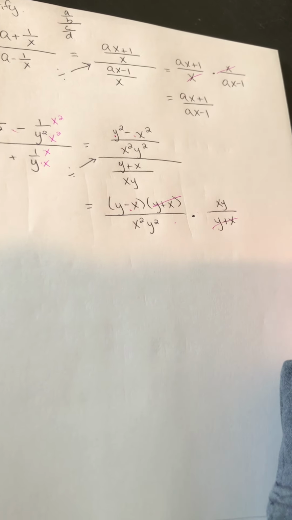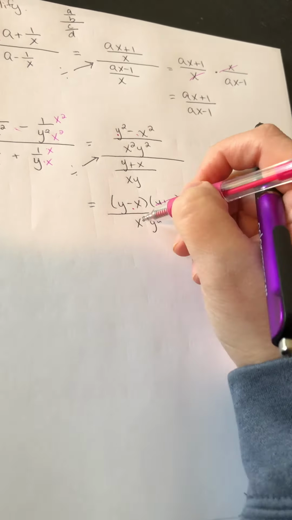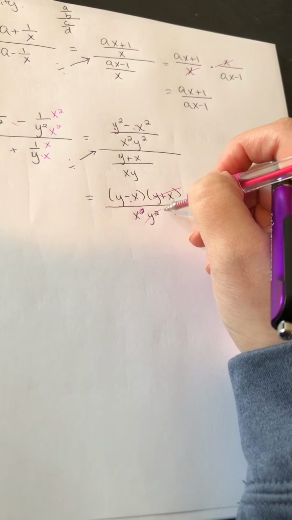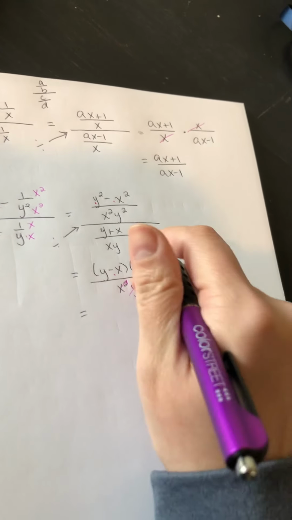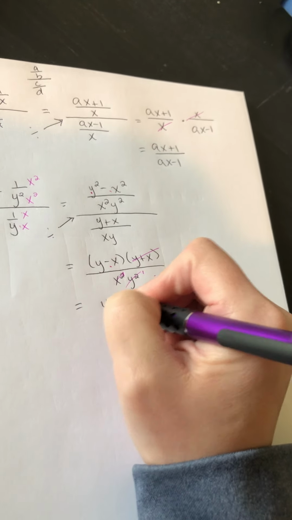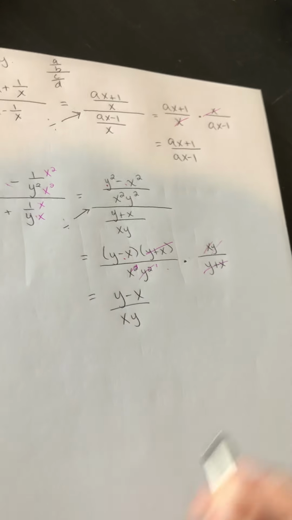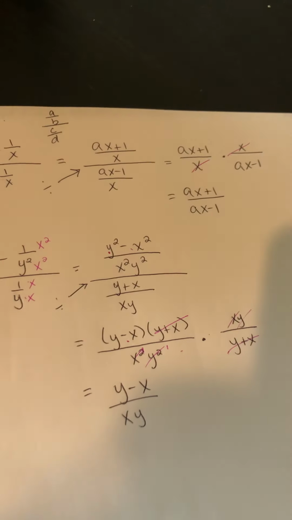y plus x cancels. x and x squared, so x squared down here, 2 minus 1 is 1. y and y squared. I didn't mean to cross off y, that's okay. y squared, 2 minus 1 is 1, so I've got y minus x over xy. And I'm done. And again, on these, you can just assume that the denominator is not 0.